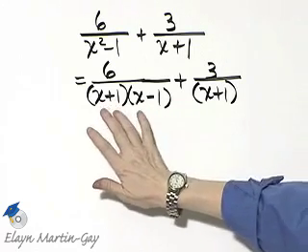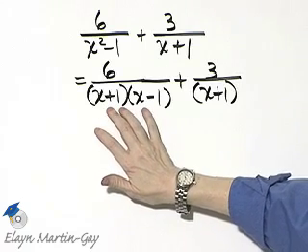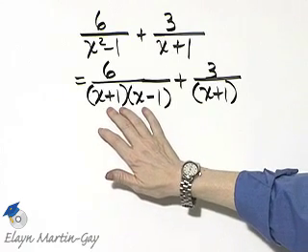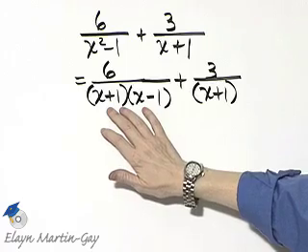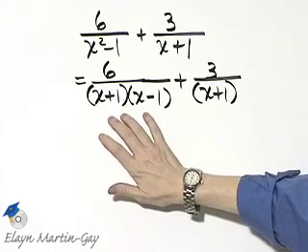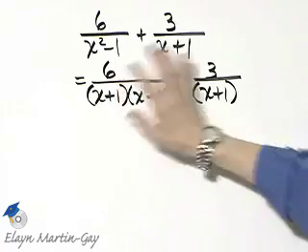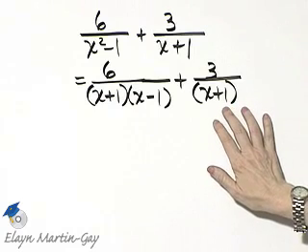It would actually be this denominator. So what do we do next? We rewrite each rational expression as an equivalent expression, but with this denominator. Now obviously this one's already done, so let's concentrate on this expression.